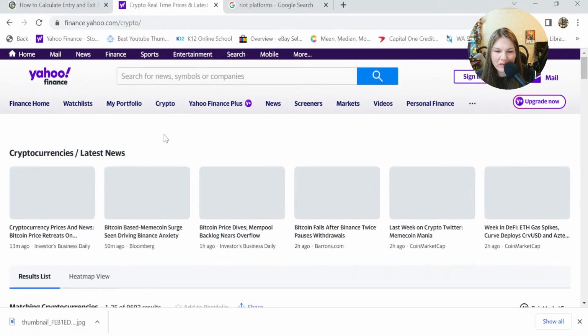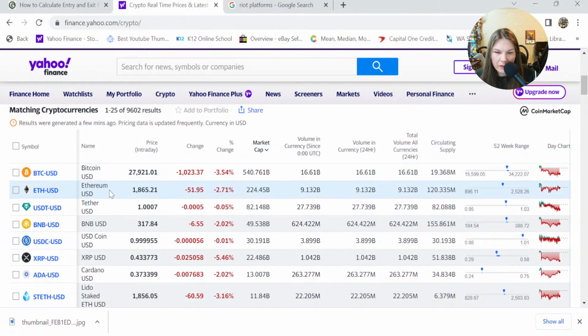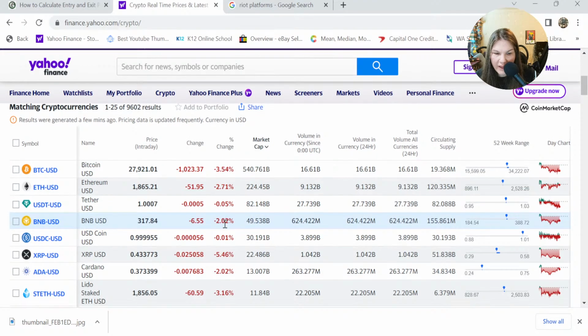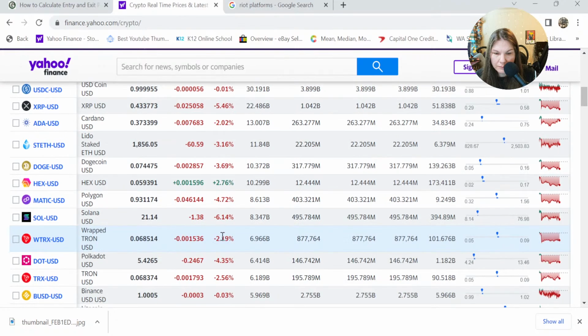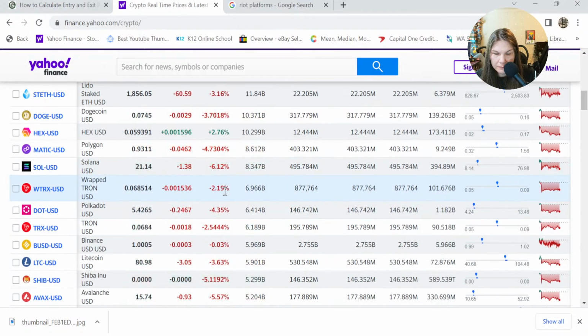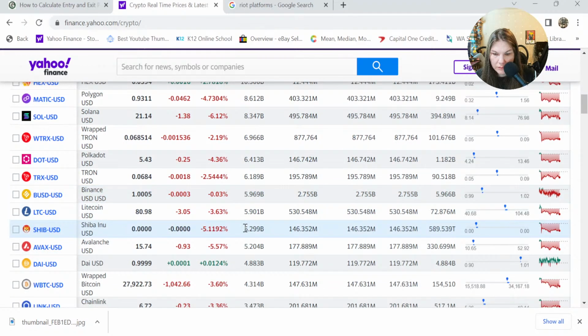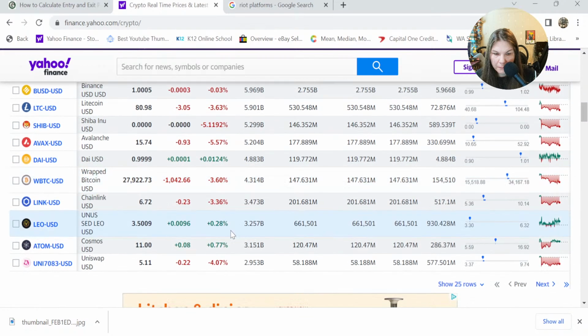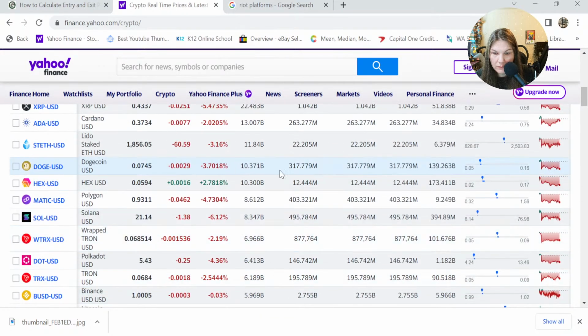Crypto. Crypto's got news too. Can we talk on crypto? Like, Bitcoin, guys, is down. Everybody's down today. Hex is up. It's only 5 cents. Less than a cent. What else is? Anything that's not down? Everything's down.